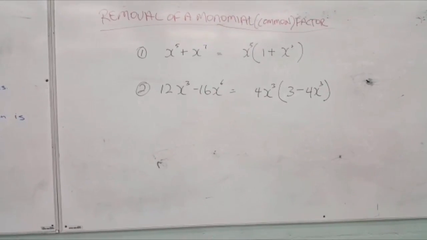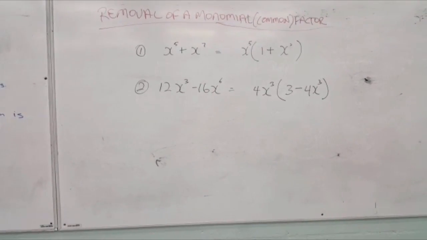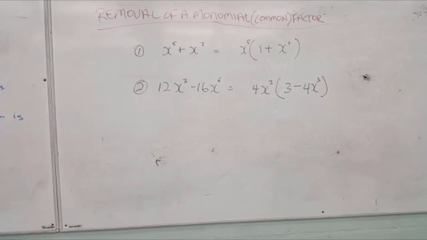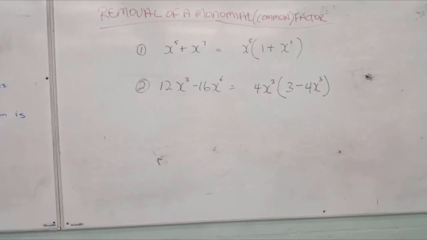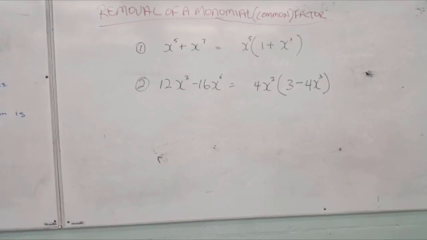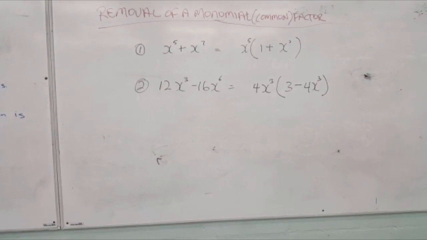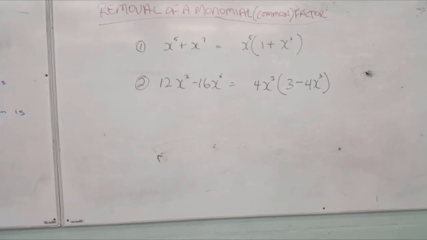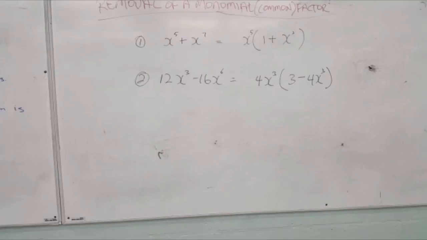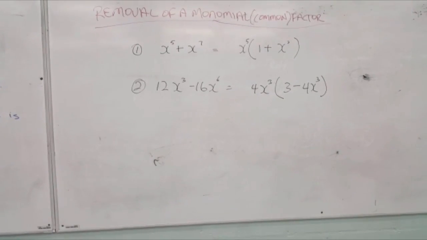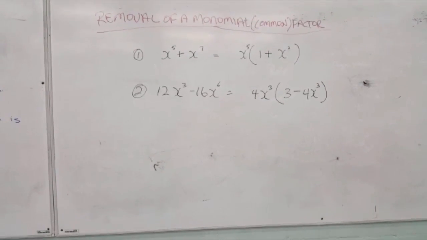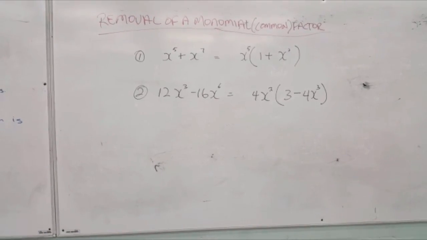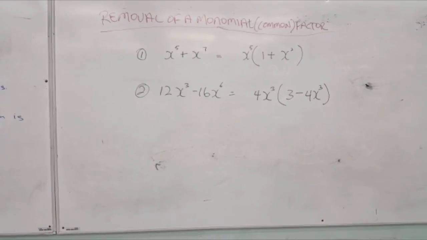Now we say x to the power 5 multiplied by what? We have our open bracket. X to the power 5 multiplied by what will give us x to the power 5? That will be 1. And then x to the power 5 multiplied by what will give us x to the power 7? That will be x to the power 2, right? So we add the exponents. So 5 plus 2 gives us 7. So I will come back with the answer x to the power 5 times 1 plus x to the power 2.